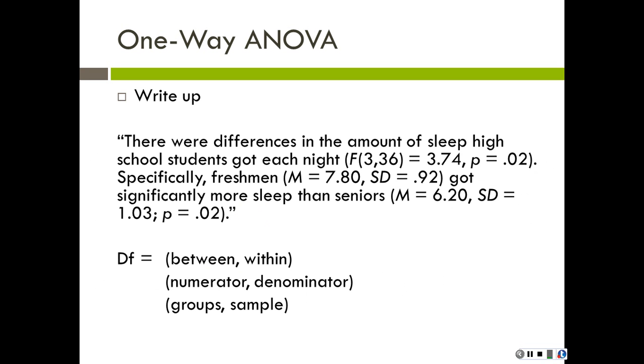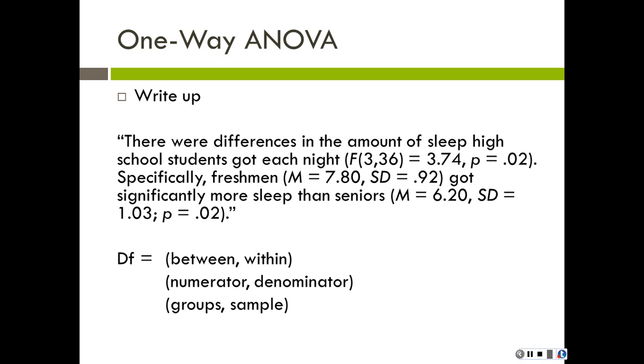So this is exactly how I would write it up. There were differences in the amount of sleep high school students got each night. And so this is close to how we report our F values, or our T values, except you'll see now instead of just having 1 degree of freedom in parentheses, we have 2. So you have an F of 3 and 36 because you're telling them this is how many groups I had, this is how many people I had. Basically, minus N and K and all that stuff.